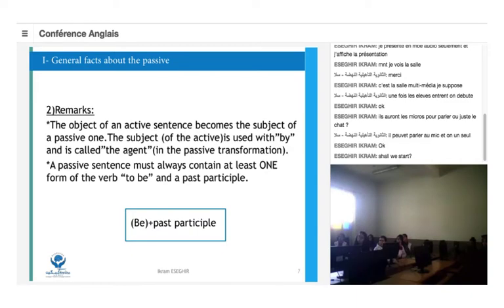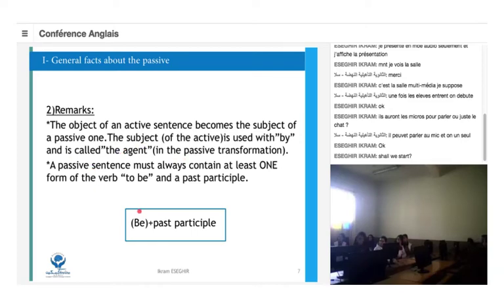Number 3, the remarks. Now, the object of an active sentence becomes the subject of the passive sentence. So we change the structure. The object in the active sentence becomes subject of the passive one. And the subject of the active, we add to it by at the end, and we call it the agent in the passive transformation.